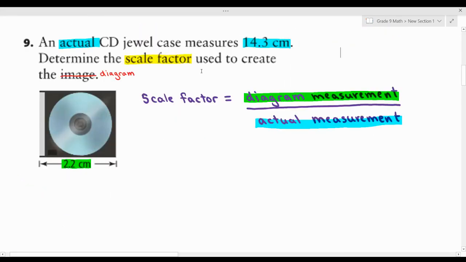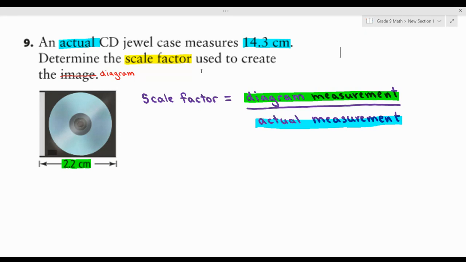So number 9 talks about an actual CD jewel case measuring 14.3 centimeters. Now, I know the joke I kind of made in the notes too is, who buys CDs nowadays, but it works for us just to practice the concept of scale factor. So we want to determine the scale factor used to create the image. You'll notice I crossed off image and just wrote down diagram. So when they talk about the image length, that's referring also to the diagram length.